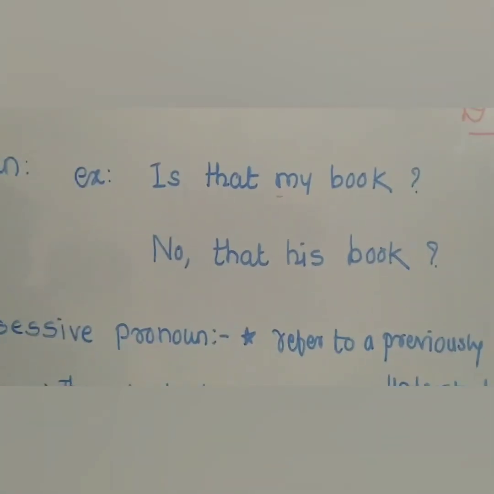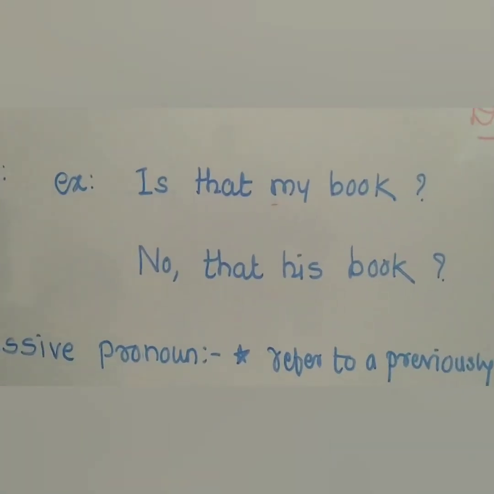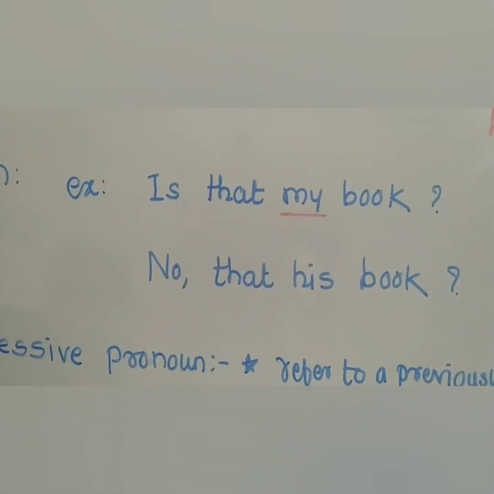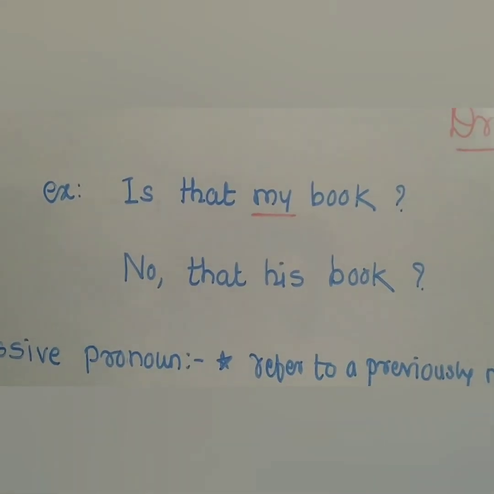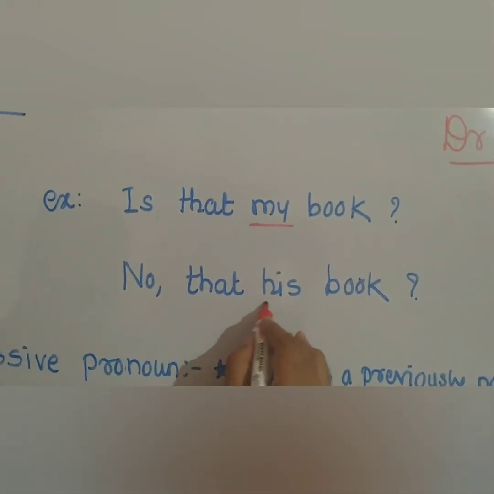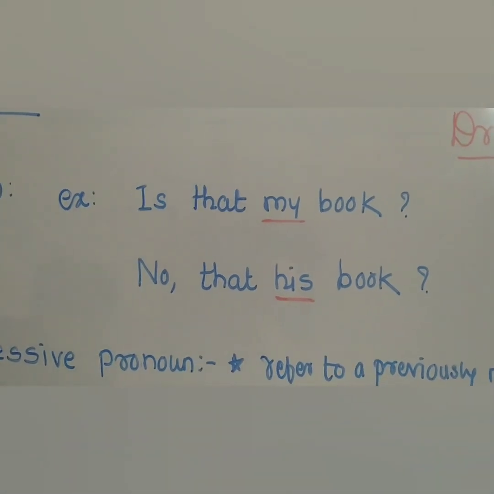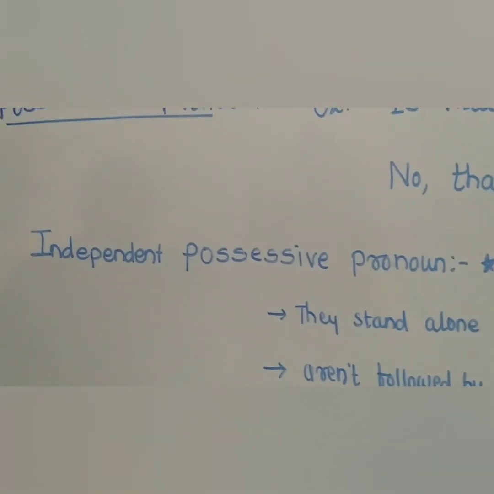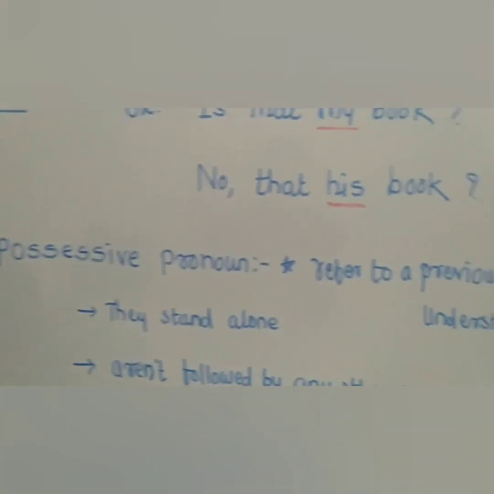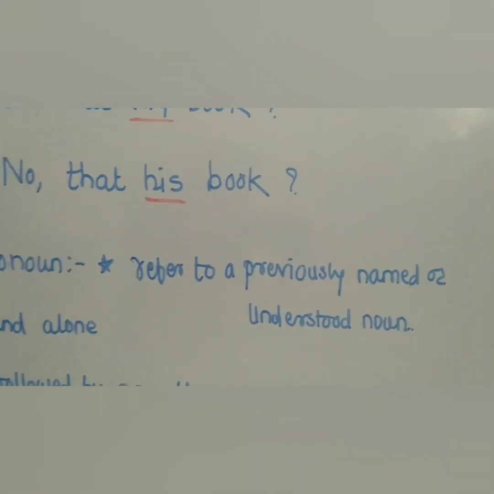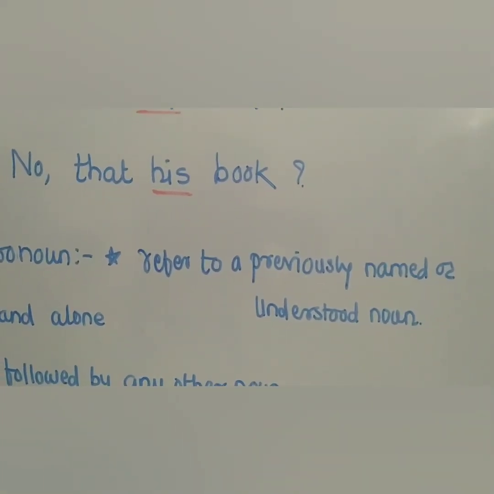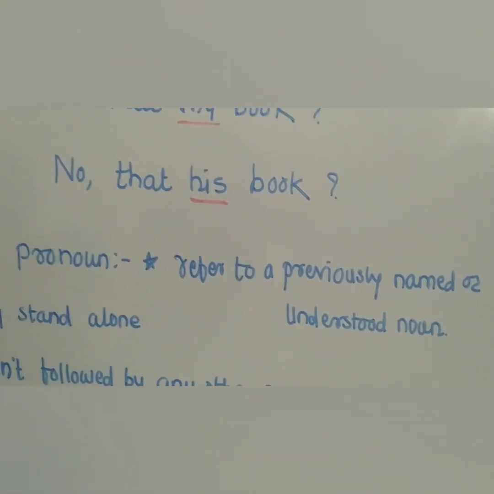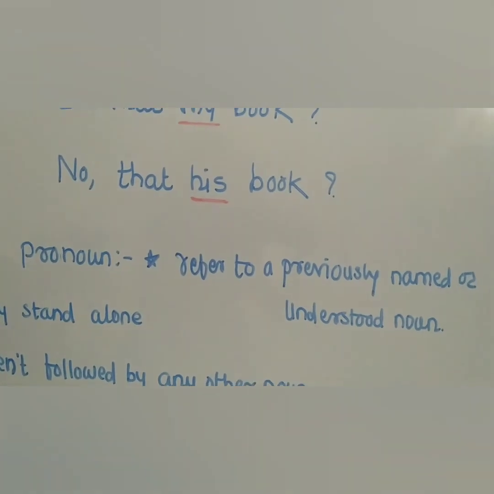Now see the example of possessive pronouns. For example, is that my book? In this sentence, my indicates a possessive pronoun. Now the second example: no, that's his book. So here his indicates a possessive pronoun. Now the second type of pronoun is the independent possessive pronoun. Independent possessive pronouns refer to a previously named or understood noun. So if you want to refer to an understood noun, we can use the independent possessive pronouns.